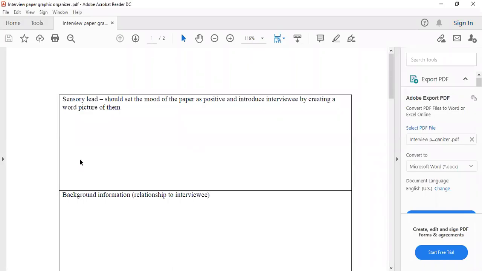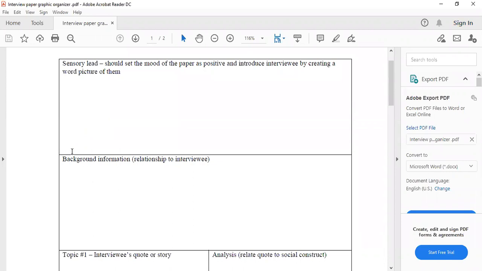So your paper, as a reminder, starts with that sensory lead that sets the tone, and the mood of the paper is positive, and it introduces the interviewee. So I hope you've got plenty of good ideas and time playing with that.